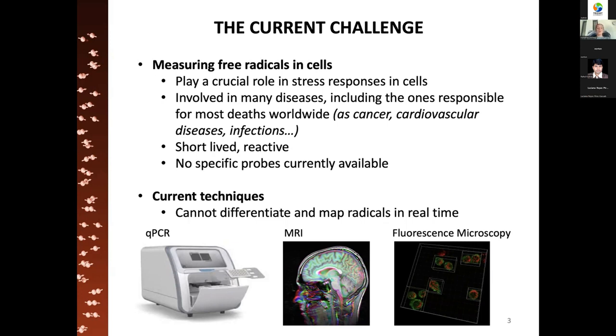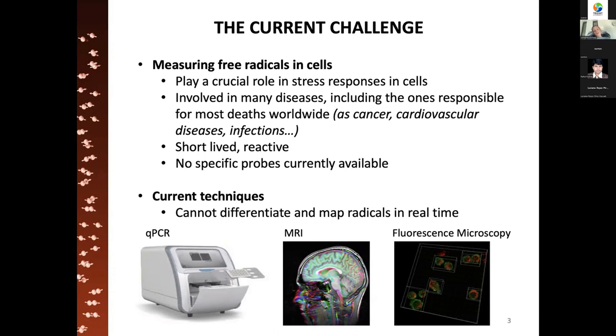They are also involved in a lot of diseases, and this includes the ones that are responsible for the most deaths worldwide, like, for example, cancer or cardiovascular diseases. In bacterial or viral infection, you always see that there is some change in the free radical load of cells. The reason is that they are an indicator of stress. Usually when there is something wrong in the cell, one of the things that happens is that there is a misbalance in the radical load.